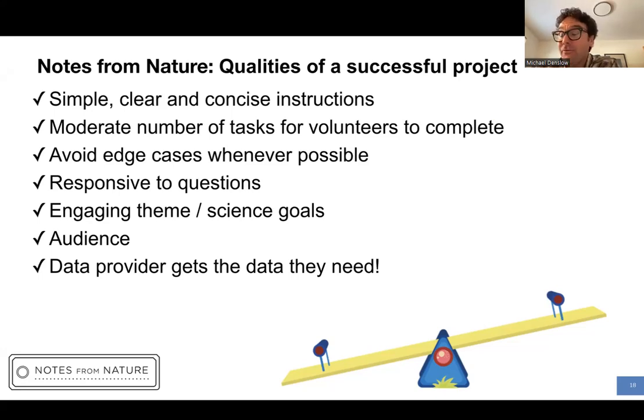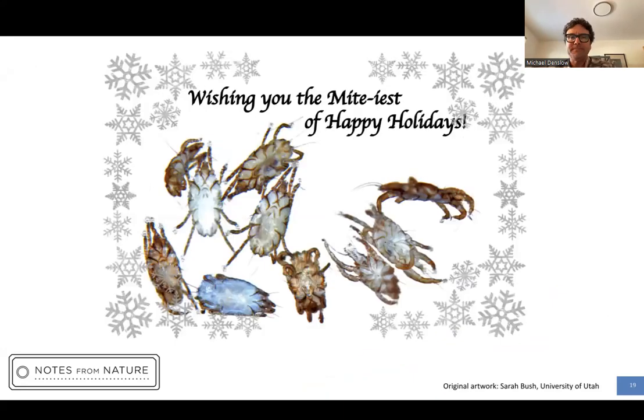Come up with an engaging theme, think of something that would be of interest to them. Obviously, we provide a baseline audience, but we're always asking to see if we can pull in new people. And then, as I said, if you don't get the data you need, then none of this has really been worthwhile. So we have to make sure you're getting the data that's useful to you.